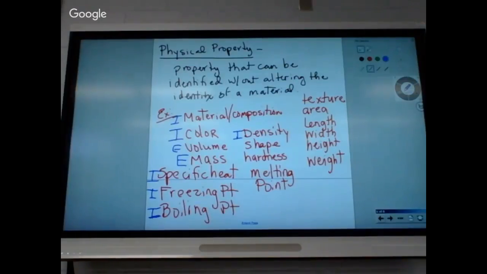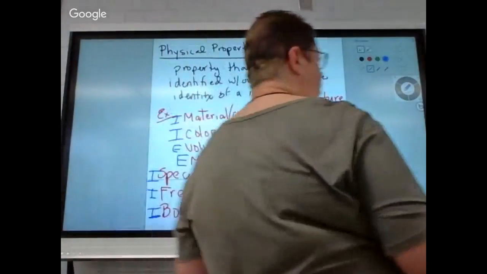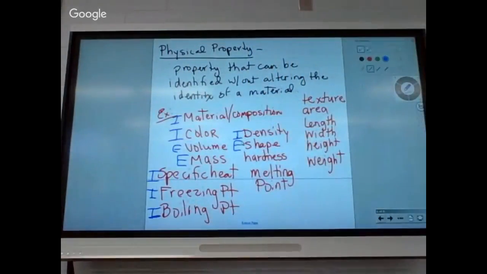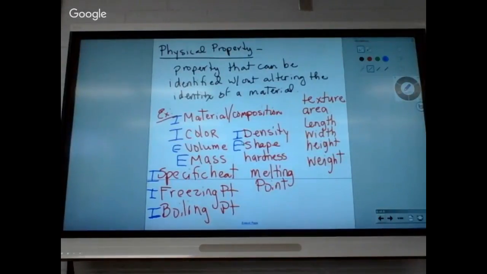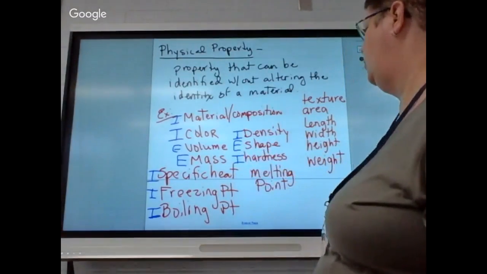All right, shape. I just want to tell them the answer on the line. So, shape. Shape is usually going to be extensive. Now, when we talk about it later in the semester and we talk about the geometric shape on a molecular level, we'll change that answer. But for right now, because you only know this kind of shape, we'll leave it as extensive. Hardness. That's intensive. All right, melting point.